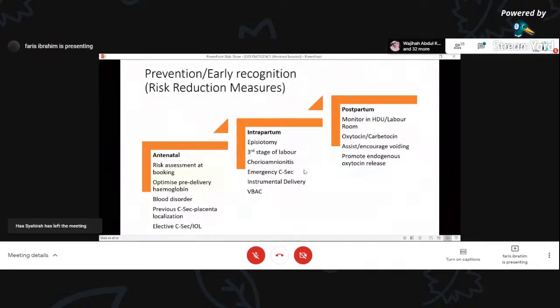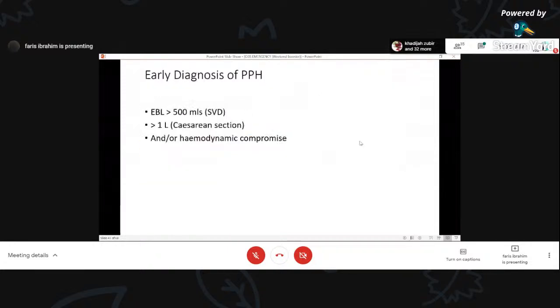Then postpartum, once patient dah diagnose ada PPH, you kena monitor dalam HDU lah. HDU ni high dependency unit. Labor room, biasanya tak monitor kat labor room, kita monitor dekat HDU. Lepas tu you kena bagi active infusion of oxytocin. This one I talk later. Okay, now early diagnosis of PPH based on the estimated blood loss ataupun based on the hemodynamic compromise. Alright.